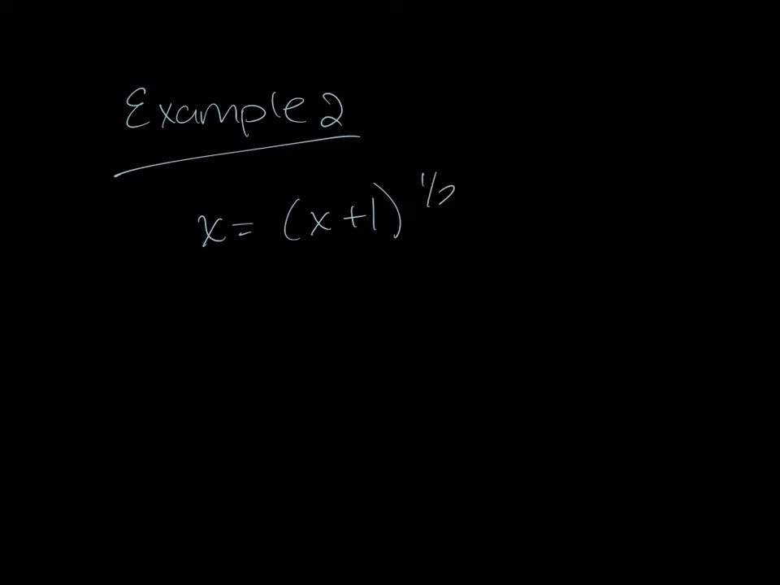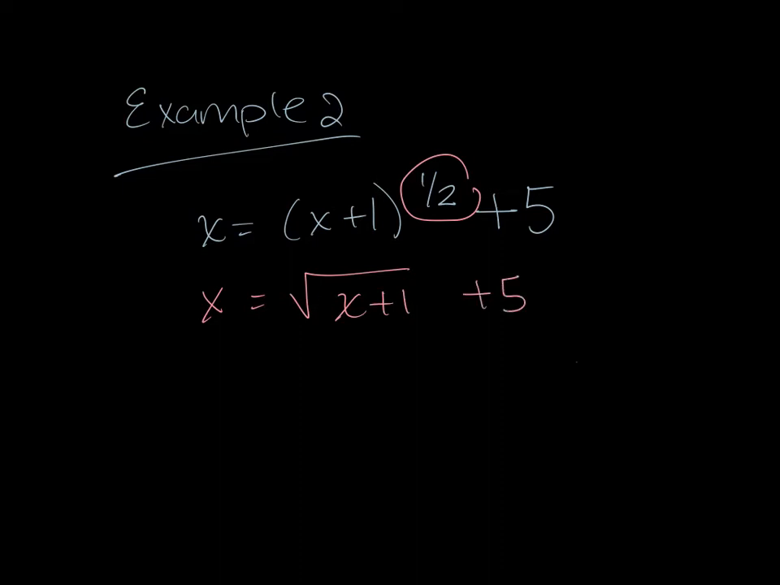Okay, now let's do example 2. So example 2, we have x equals (x plus 1) to the 1/2 plus 5. We can rewrite this 1/2 as a square root. So we're going to put that on the side. Now, the first thing I'm going to do is I want to have the square root on one side and everything else on the other. So I'm going to subtract 5 on both sides. So now I have x minus 5 equals the square root of x plus 1.